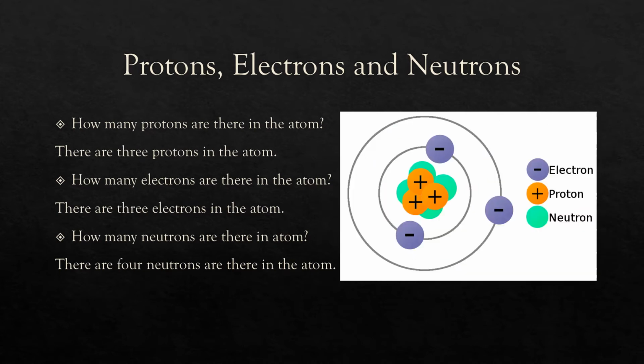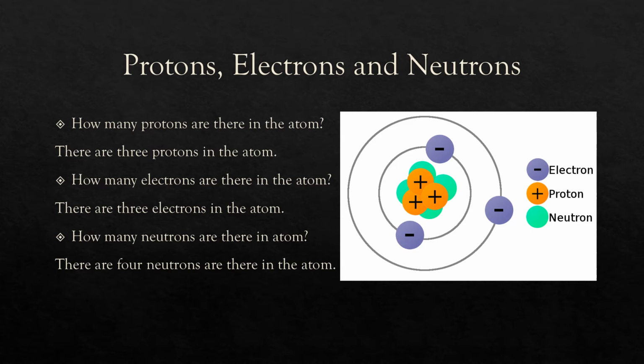This is another example of the same activity as a while ago. So you have to determine the number of protons, electrons, and neutrons. The first question is, how many protons are there in this atom? Take a look at the figure on the right side. You have to take a look at the indicators also. You have the negative for the electron, the positive for the proton, and the neutron, no charge.